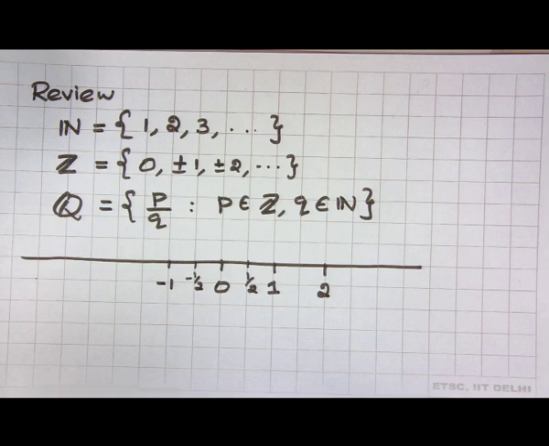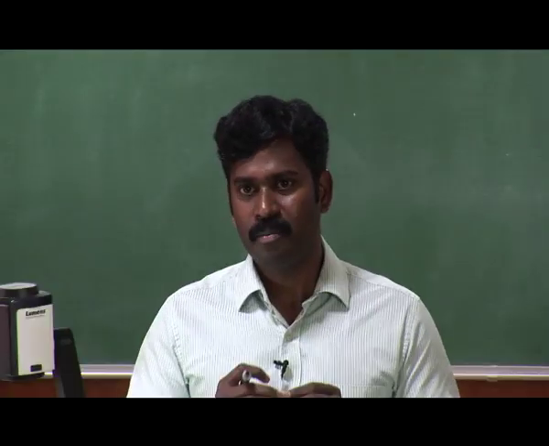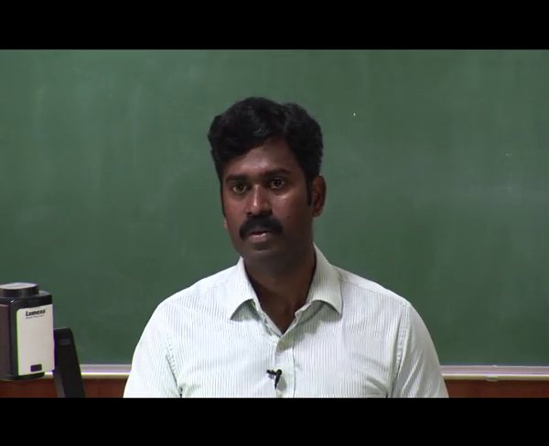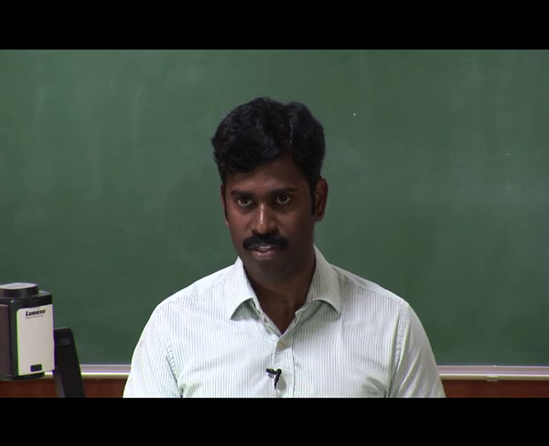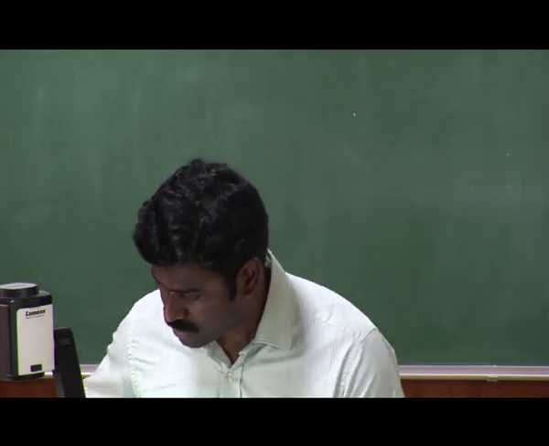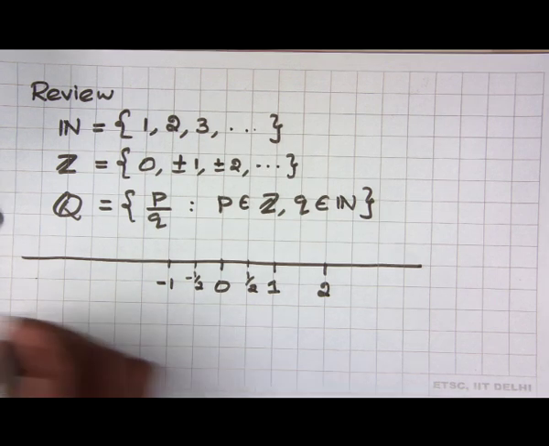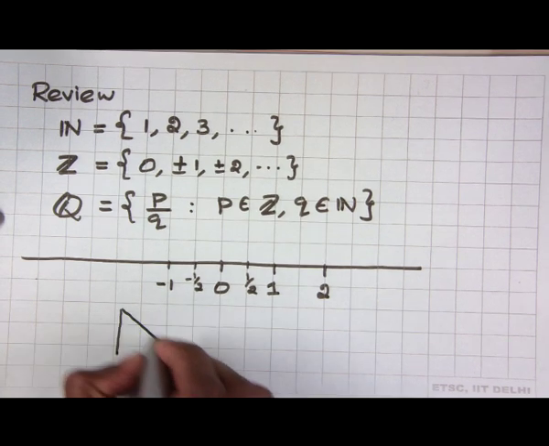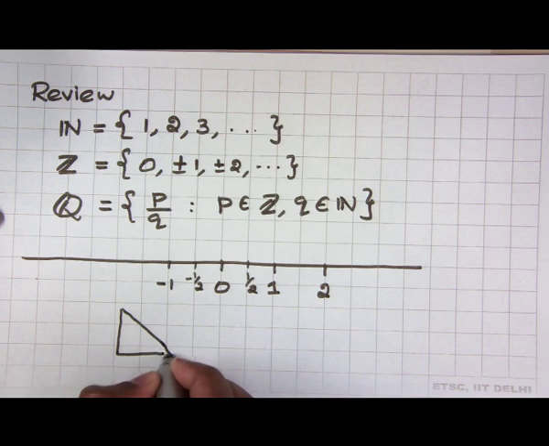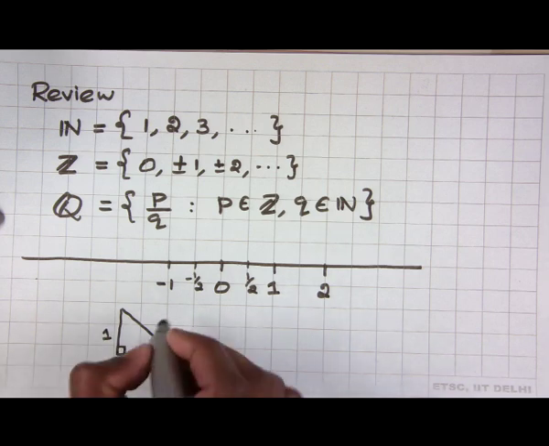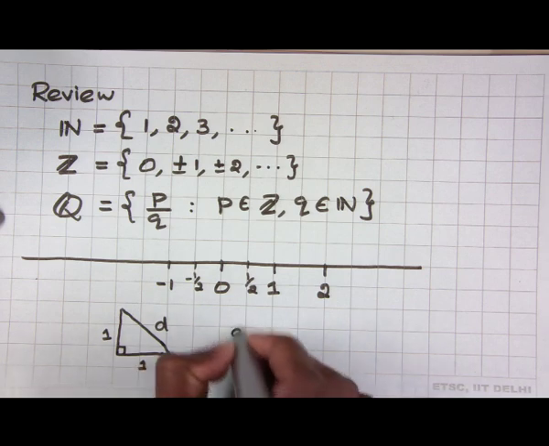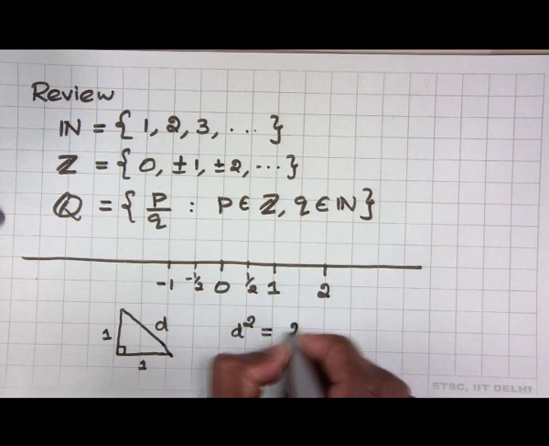Our question is whether this rational number system completely fills this line, and the answer is no. There are lots of gaps in this rational number system. Let me explain with a simple example. Consider a right angle triangle with sides having unit length. Then by the Pythagoras theorem, the distance d gives that d square equals 2.